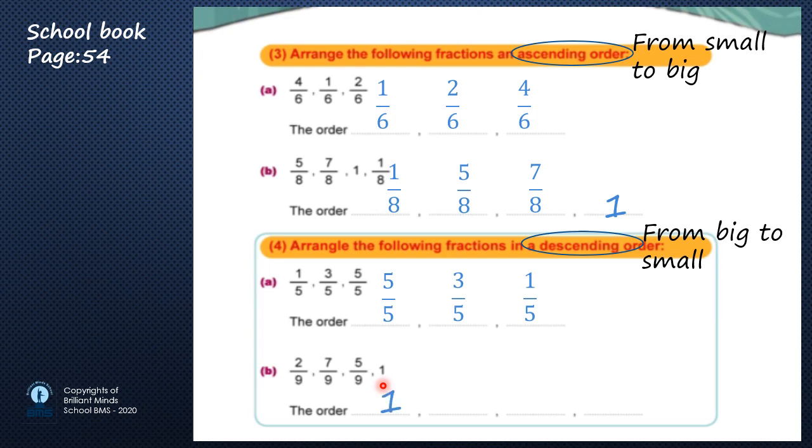Okay, now between 2, 7, and 5, what the greatest one? What do you think? 5 or 7? 5? No, it's 7. So we're gonna write 7 over 9. Then I have left 2 and 5. What the greatest between them? 5. So we're gonna put 5 over 9. And the last fraction we have 2 over 9.